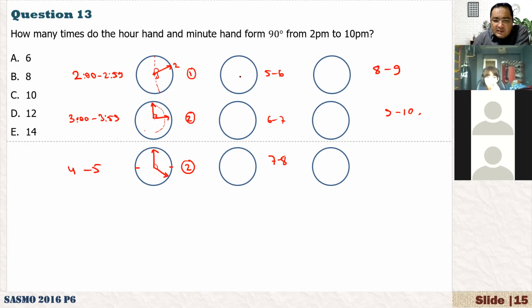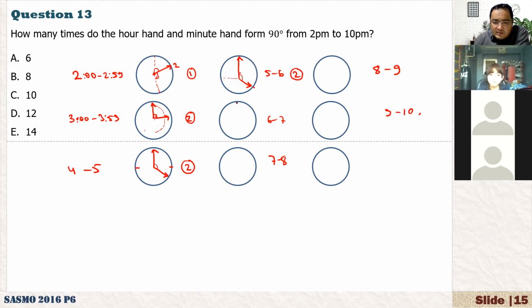How about 5 to 6? When it is 5 o'clock, the minute hand is here and 5 is here, and you see this angle is greater than 90. When it is moving down, after some minutes the angle becomes 90 degrees, as it overtakes the minute hand. Also somewhere here, again, it forms 90 degrees. How many times? Again, it is 2 times.